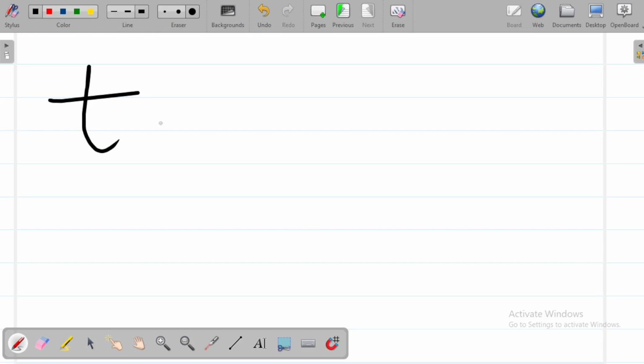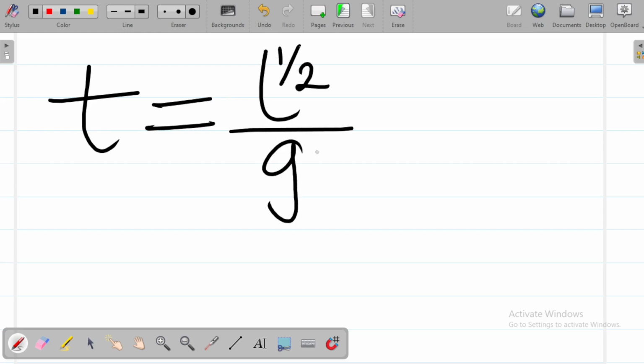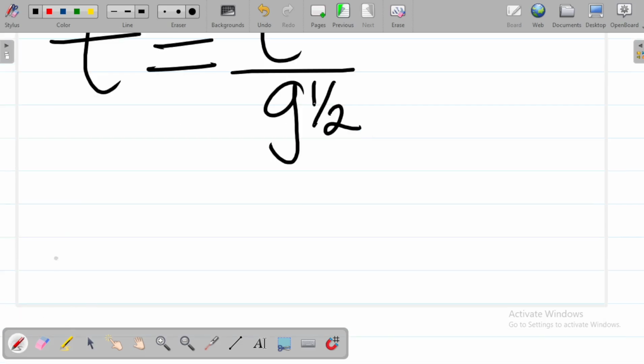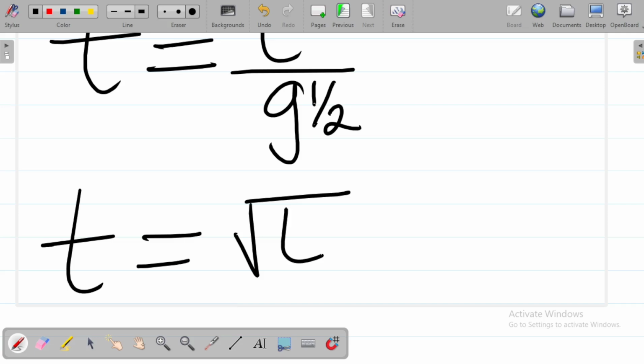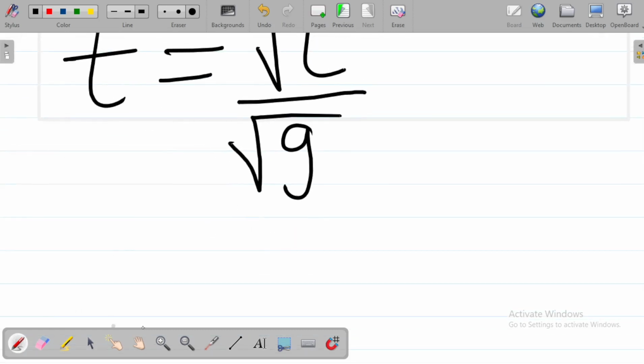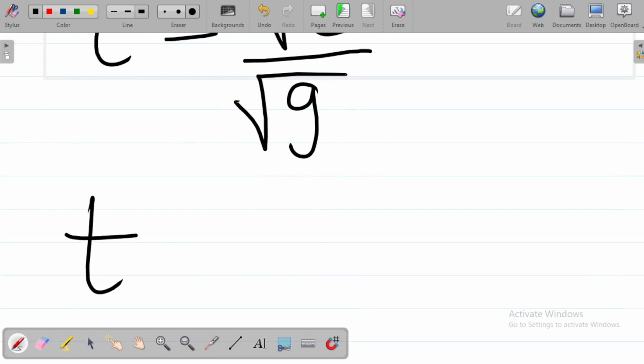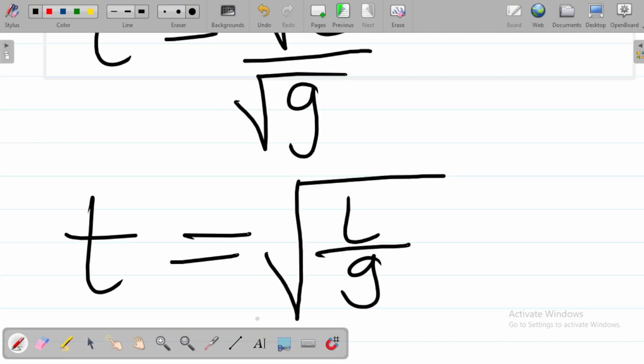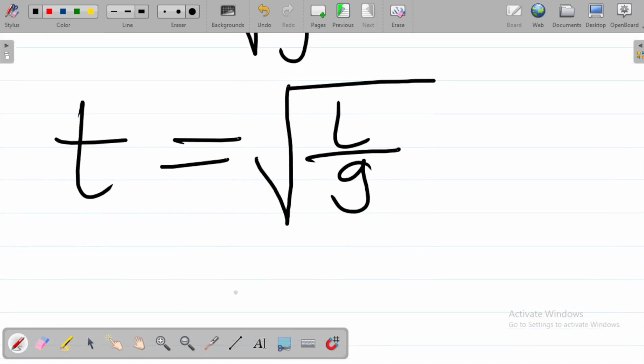So therefore, we have t is equal to l raised to power 1 all over 2 all over g raised to power 1 all over 2. So therefore, t is equal to square root of l all over square root of g. So t is equal to square root of l all over square root of g can be written as square root of l all over g. So t is equal to square root of l all over g. This is our final answer.